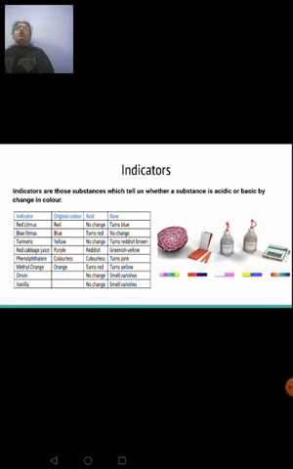Methyl orange, on its usage to test the nature of a substance, if the substance is acidic by nature, will turn red, whereas if it's a base, it will turn yellow.